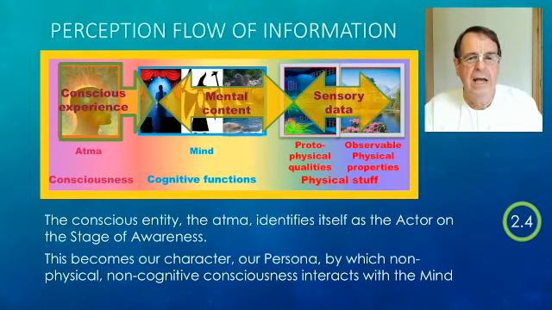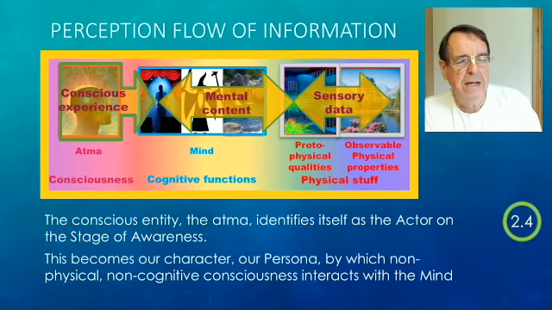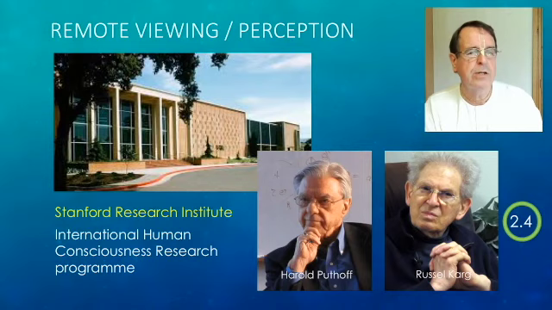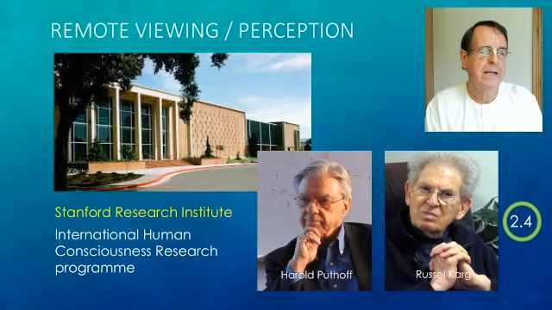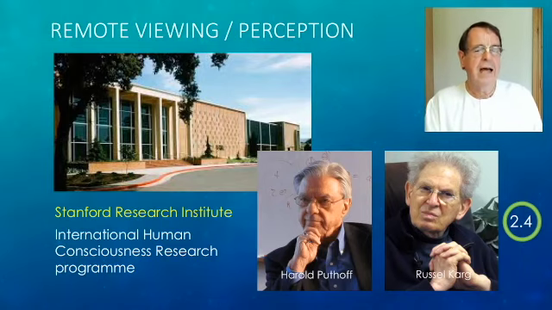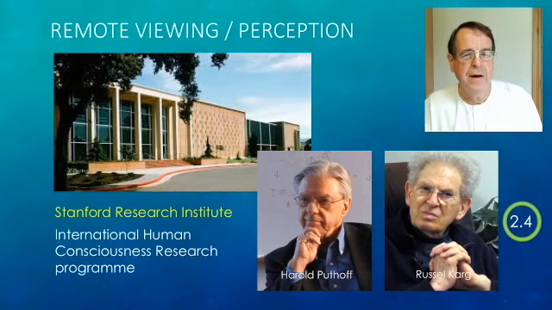examples and evidence to show that mental content is different to physical information. And one of the ways we demonstrated that was to use the remote viewing or remote perception techniques that were developed by Stanford Research Institute through their International Human Consciousness Research Program of the 1970s, and which were then further developed for use by the CIA in their psychic spying program. Now, some people might say, well, this is not real science. Of course it is real science. They worked in a reputable institute. They used all the clinical methods, and they got results which can be statistically verified.